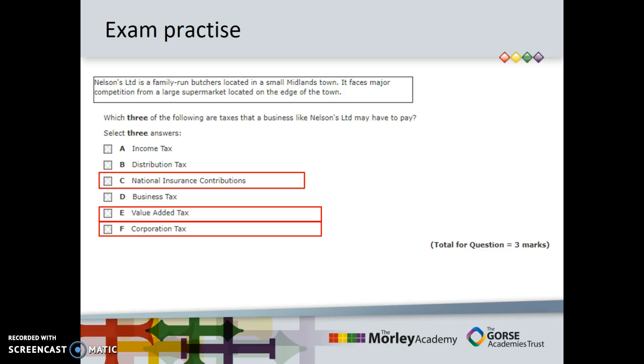They will look to include taxes which don't exist. You are looking for the 4, and the only thing you're then looking for is whether it's a sole trader or limited, because if it's limited, it will be corporation tax. If Nelson's had been a sole trader, then you wouldn't have picked F and you would have picked A.